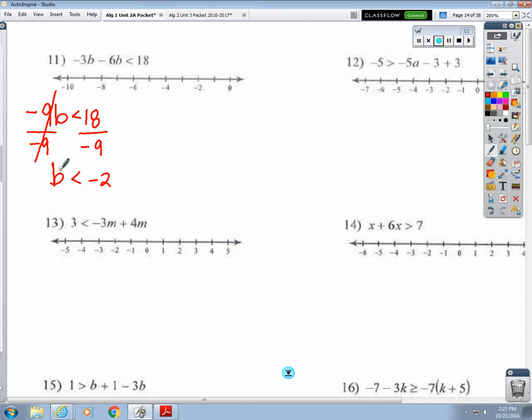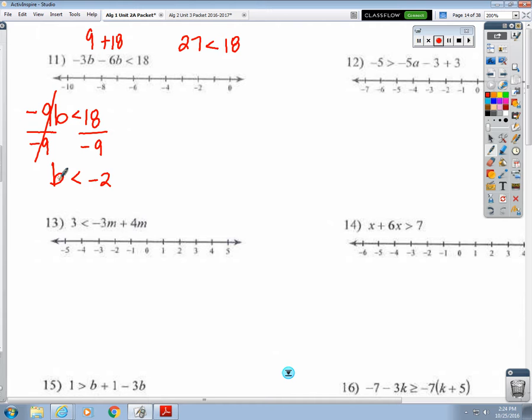Doesn't that mean that all the solutions are less than negative 2? Give me a number that's less than negative 2. No, negative 1's greater than negative 2. Negative 3. Watch what happens when I plug in a negative 3. What's negative 3 times negative 3? What's negative 6 times negative 3? Positive 18. What's 9 plus 18? 27. Is 27 less than 18? No. So we have a problem.